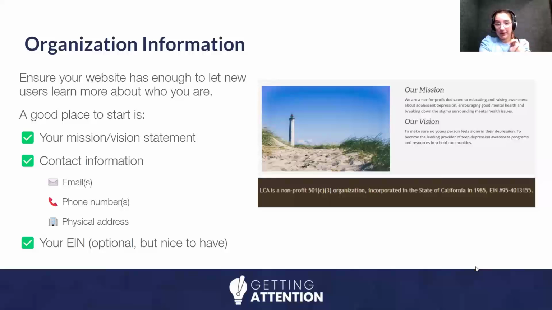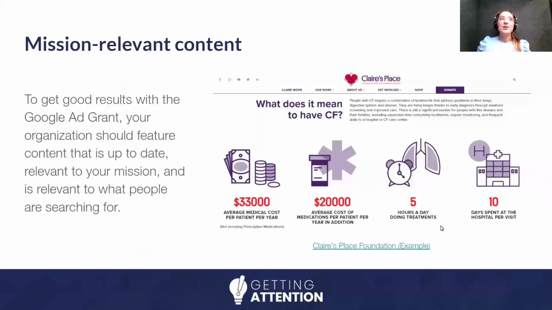So we've covered the SSL certification. We've covered the basic organization information. Now we're into mission relevant content, which I think is one of the broadest categories. And this is, I think, where nonprofits sometimes get stuck. So to get good results with the Google Ad Grant, your organization should have content on your website that is up to date, that is relevant to your mission, and that is also relevant to what people are searching for.